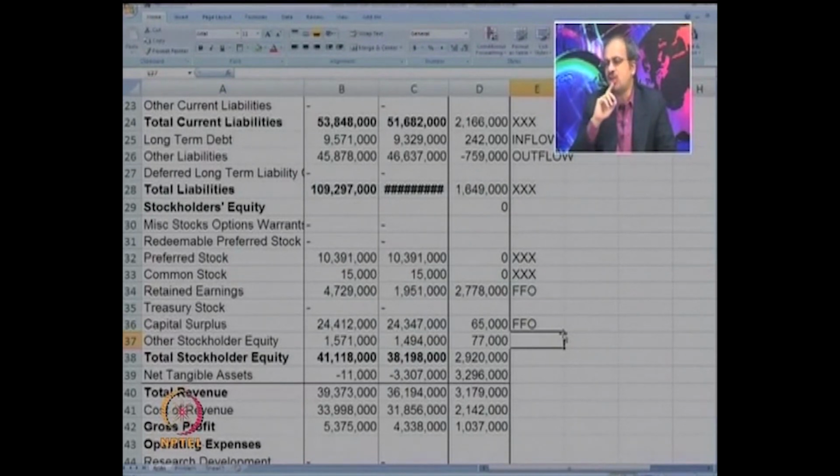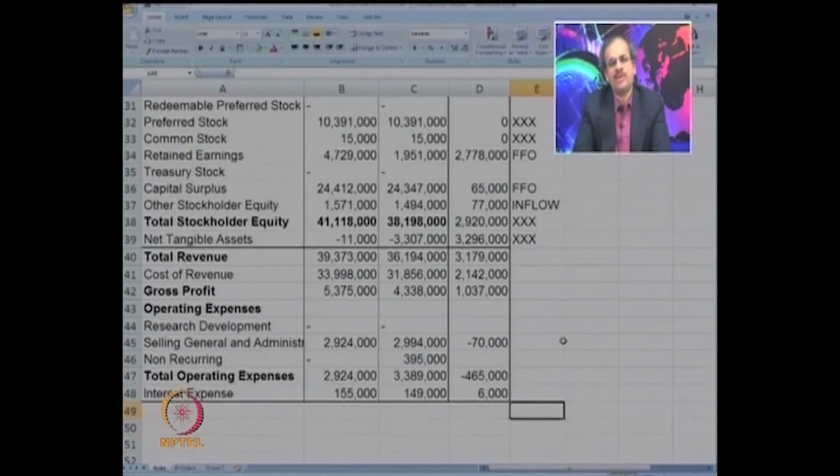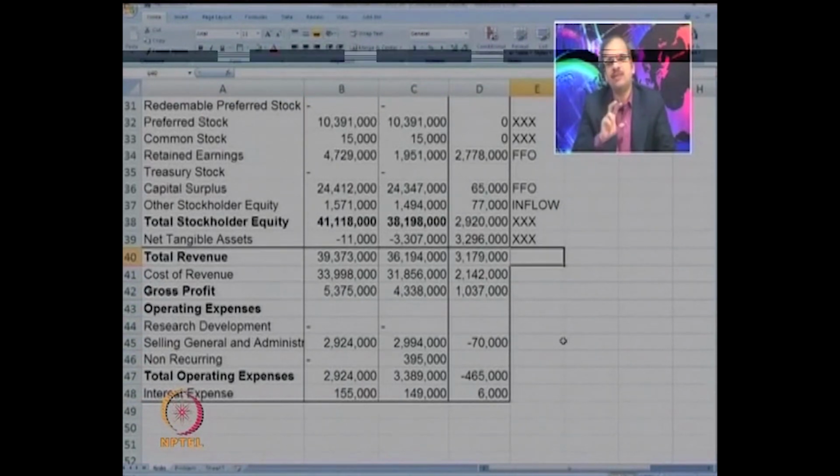Next is other stockholder equity. Again there is a small increase. It represents inflows because money should have come from something. So we will mark it as inflow. Then total, we can just mark it as XX. Net tangible assets also are not important for making fund flow statement. So we are marking it as excess. Now let us go to revenue statement or P&L items. The first item is total revenue. How will we mark it? Total revenue. Is it an inflow or outflow?